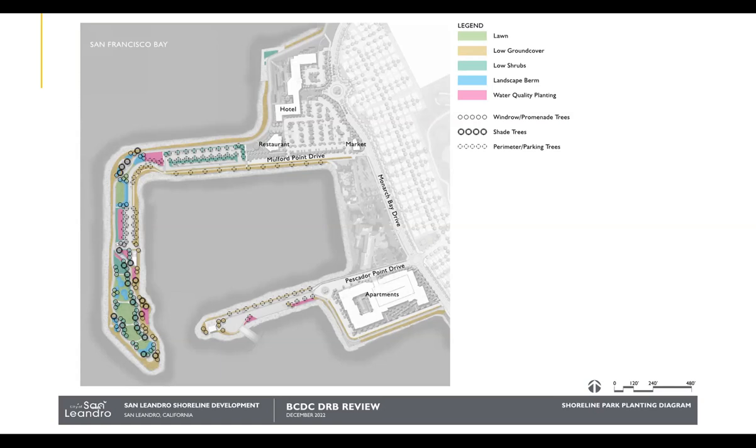For the trees on the plan, we are trying to maintain as many views as possible. So especially up at the top of Marina Boulevard and along the Bay Trail, minimizing the number of trees on that side. So we're maintaining those view corridors. And then also reinforcing some of those corridors on Mulford and Pescador Point to provide some delineation and focal points.